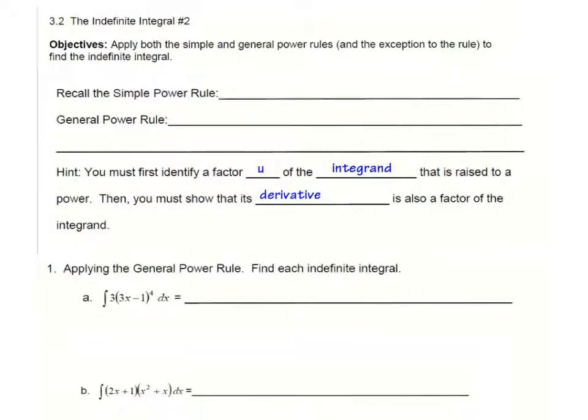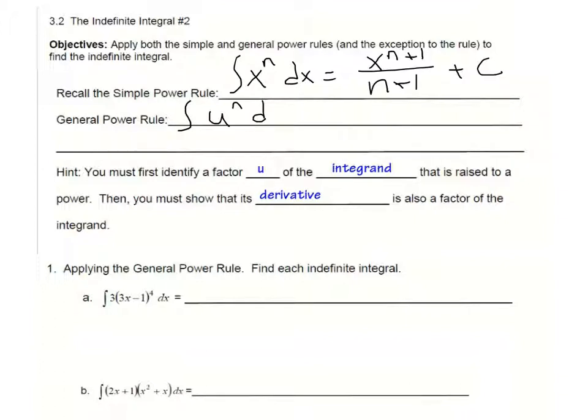Okay, so now we're going to take the simple power rule that we've been using and extend it to the general power rule. As a refresher, the simple power rule says the integral of x to the n dx is x to the n plus 1 divided by n plus 1 plus c. Now the general power rule says the integral of u to the n du is u to the n plus 1 over n plus 1 plus c, but what's different now is u is a function.